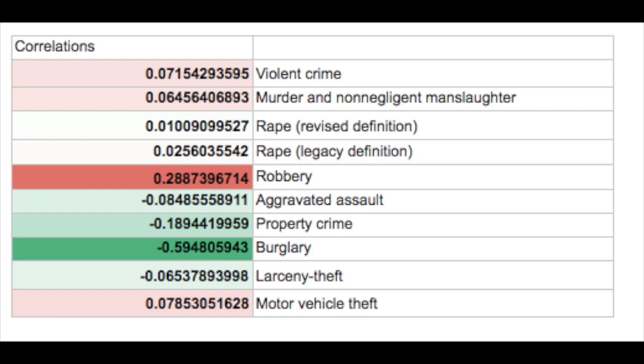So from this table, we deduced that there is no real correlation between most of the crimes, such as violent crimes, murder, rape, both the definitions of it. However, we found out that burglary has a negative correlation with median income, which would infer that as median income increases, there is a lower chance of committing a burglary.